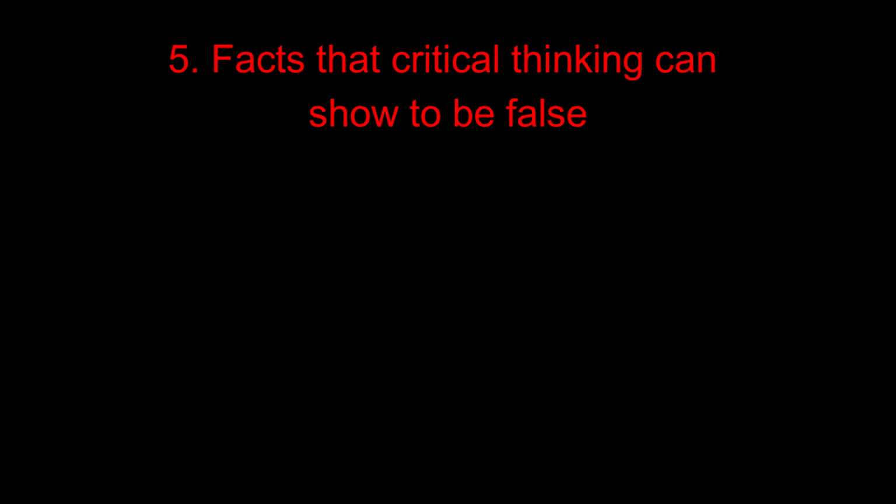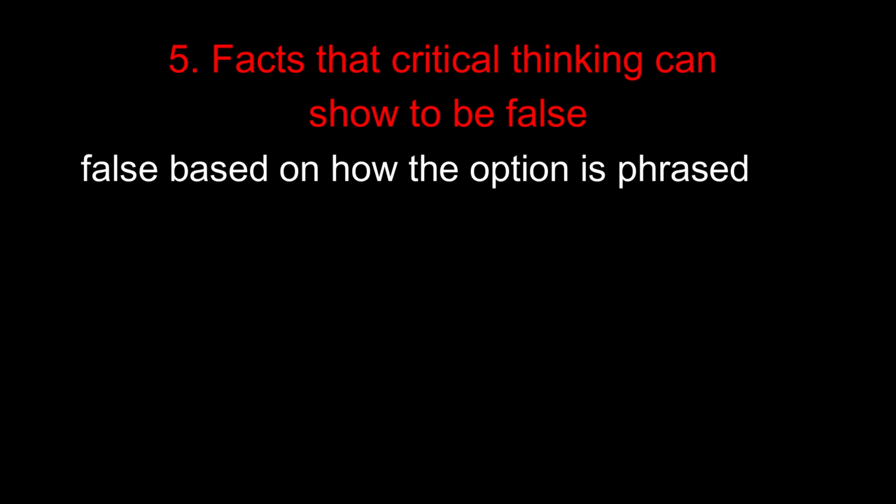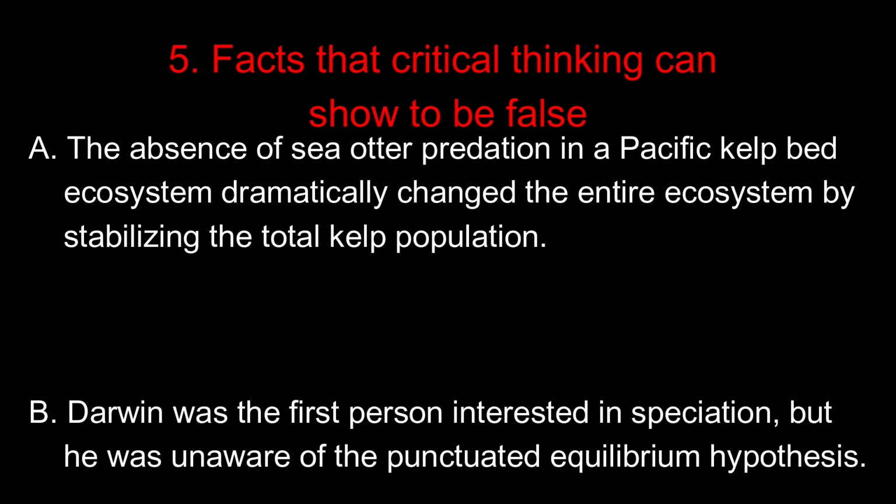5. Facts that critical thinking can show to be false. Sometimes, by just thinking about the options carefully, you can determine that an option must be false based on how it is phrased. Consider these choices. A, the absence of sea otter predation in a Pacific kelp bed ecosystem dramatically changed the entire ecosystem by stabilizing the total kelp population. B, Darwin was the first person interested in speciation, but he was unaware of the punctuated equilibrium hypothesis.